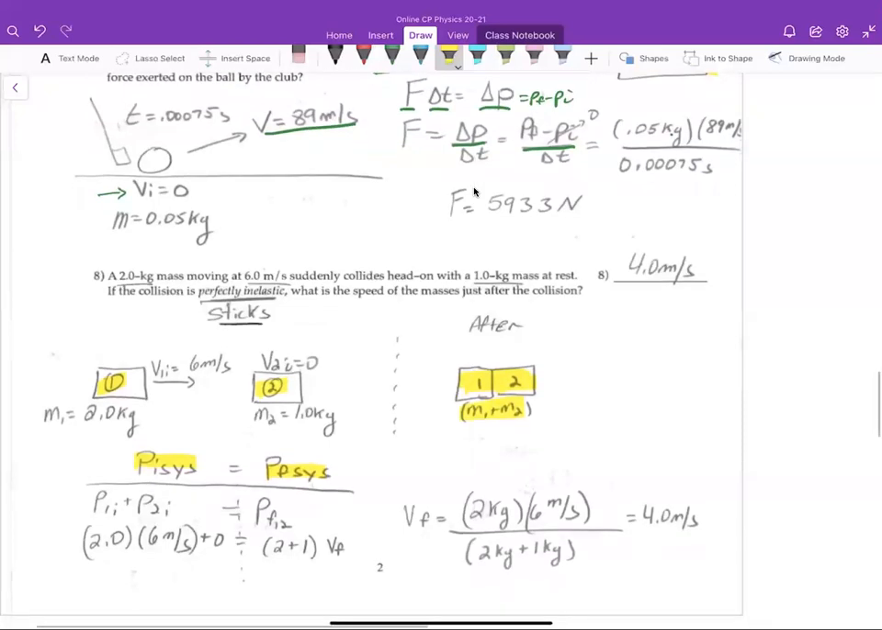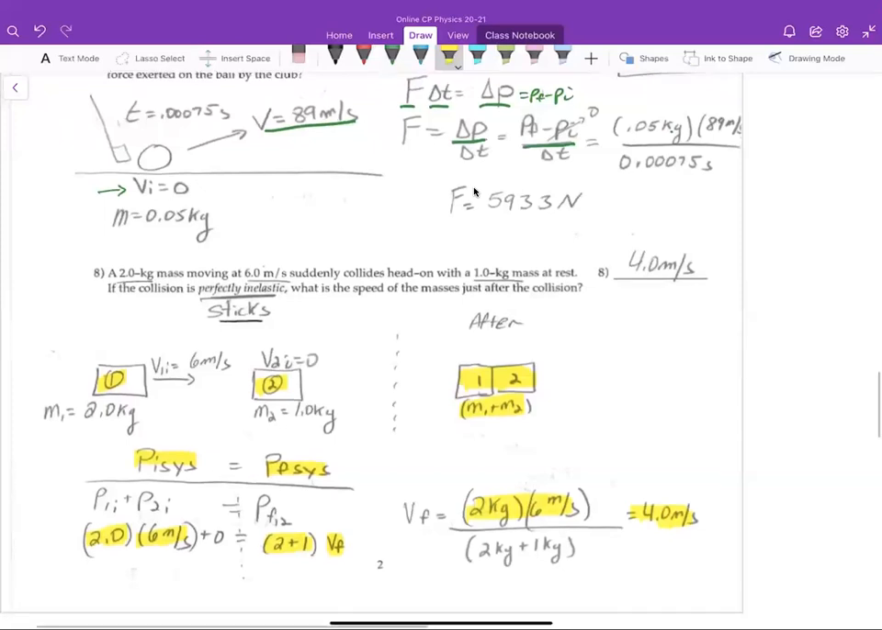What's the momentum initial of the system? Well, it's just the momentum of object 1, which is its mass times its velocity. And that must equal my final momentum. Notice 2 plus 1, those are the 2 masses added together, times the final velocity. I want the final velocity, that's what they're asking for. So rearrange that equation for final velocity, and you will find that to be 4 meters per second.